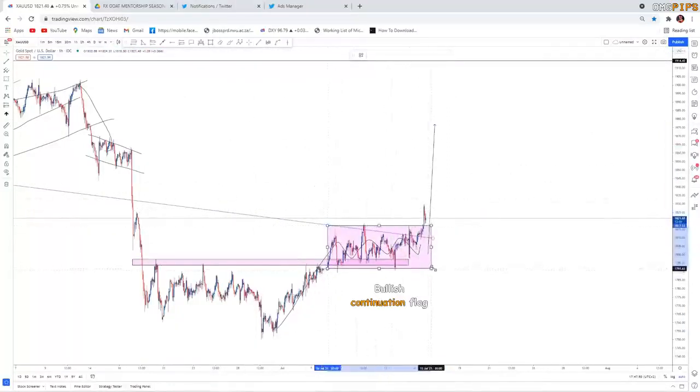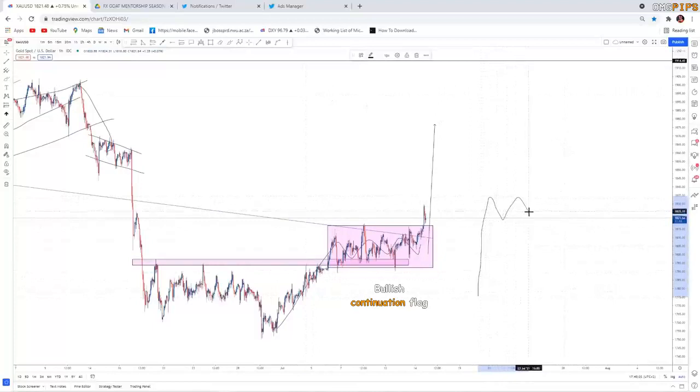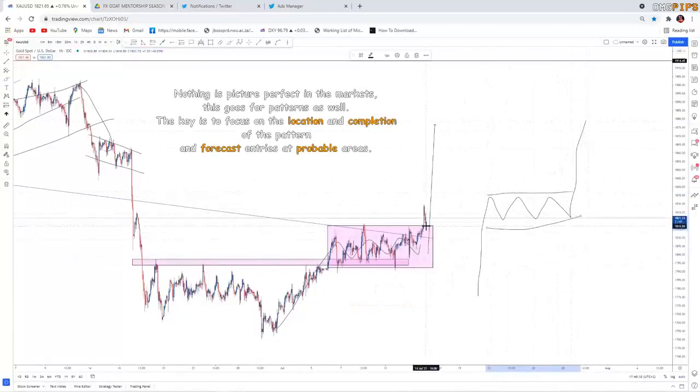This was a bullish continuation flag, and it is actually the most beautiful bullish flag, because normally the market doesn't show it in a picture perfect way. You see, this one is picture perfect. It's straight, and we expected the market to continue up because of this break it just took. So that's what I'm expecting from now.